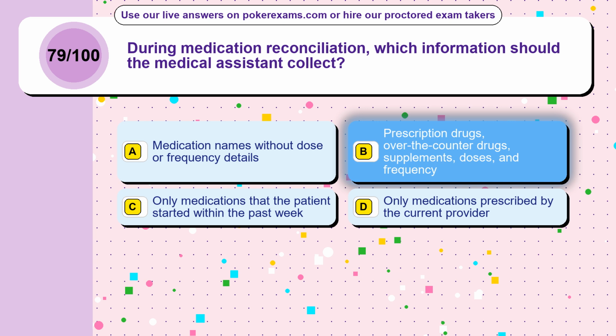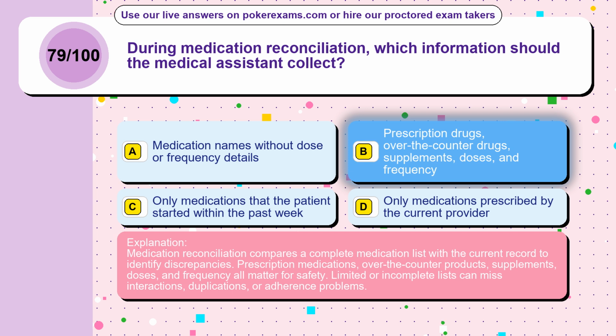Prescription drugs, over-the-counter drugs, supplements, doses, and frequency. Medication reconciliation compares a complete medication list with the current record to identify discrepancies. Prescription medications, over-the-counter products, supplements, doses, and frequency all matter for safety. Limited or incomplete lists can miss interactions, duplications, or adherence problems.